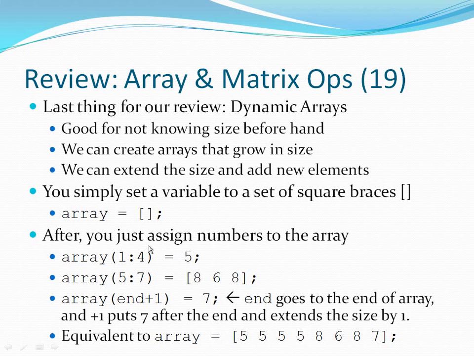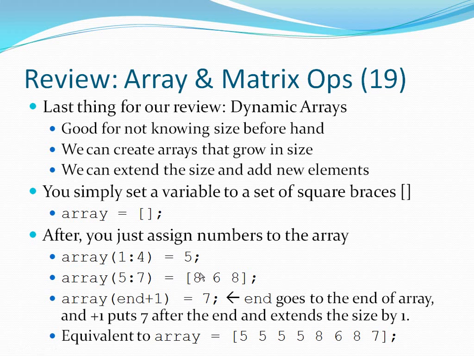So for example, if you did this, and then if you were to do array(1, 4), what this will do is set locations 1 and 4 to the number 5. And then if I wanted to extend this, you do array(5, 7). What this will do is add 8, 6, and 8 to the elements that are already there. So right now your array is going to be 5, 5, 5, 5, so 4 5s with 8, 6, and 8. Okay? And then you'll store this, and this is a 7-element array.